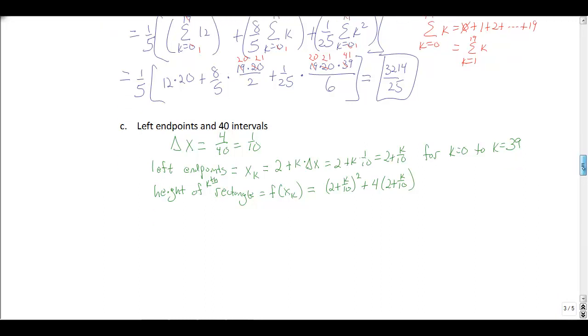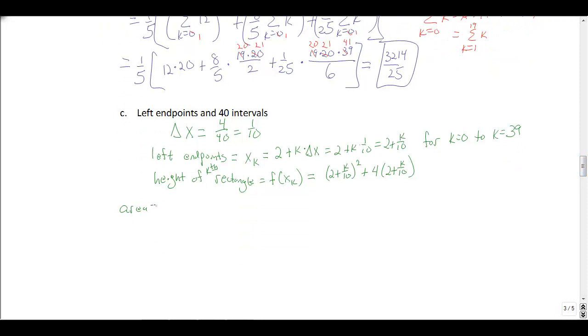And so our area, the general formula is I'm going to sum up when I'm doing left endpoints, and I'm using this 0 to 39 setup here. So this general formula is k equals 0 to n minus 1 of f of xk times delta x, and our formula for xk, if you want a general formula, is going to be a, the left endpoint, plus k times delta x. And delta x was b minus a, right, minus left endpoint, over n. So there's our general formulas here.